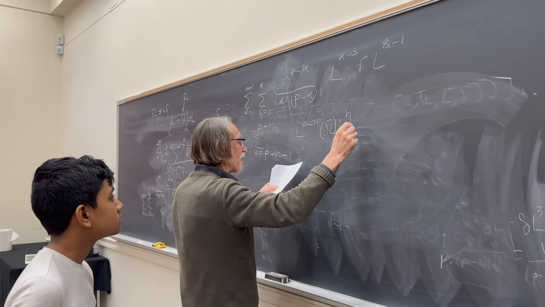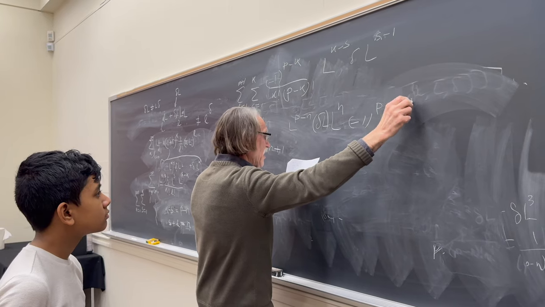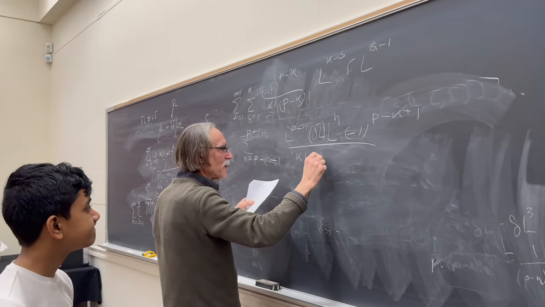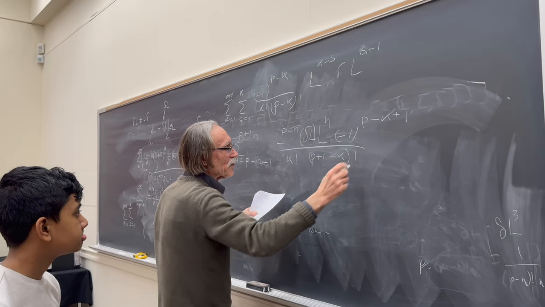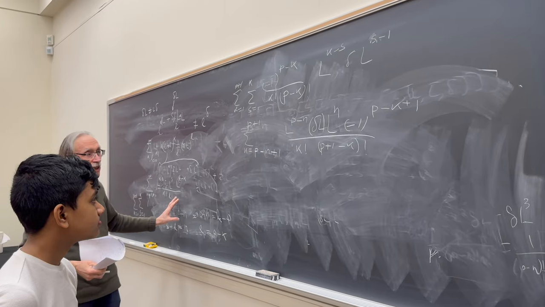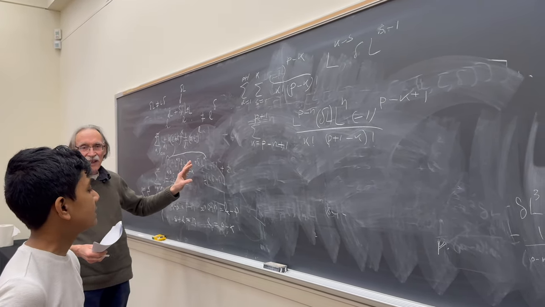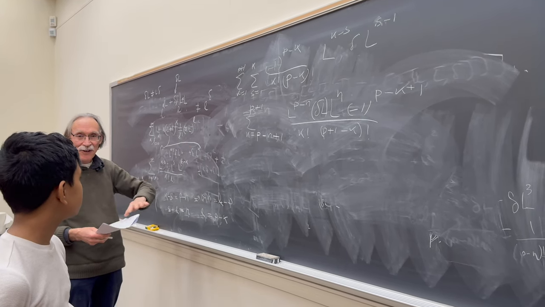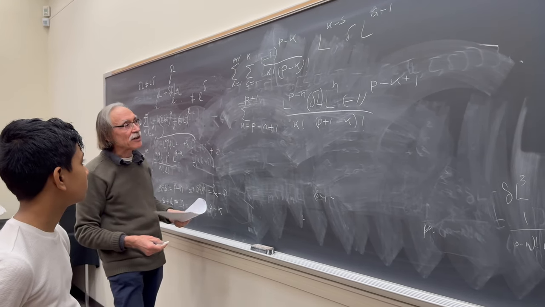Times L to the power N times minus 1 to the power P minus K plus 1 divided by K factorial times P plus 1 minus K factorial. And you get that by just putting in these conditions. And you have to do it correctly. When I did it at home, the first time was also not correct. I had to erase it, check it again until it came out correctly.